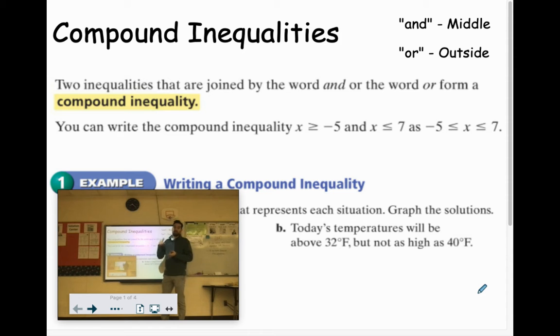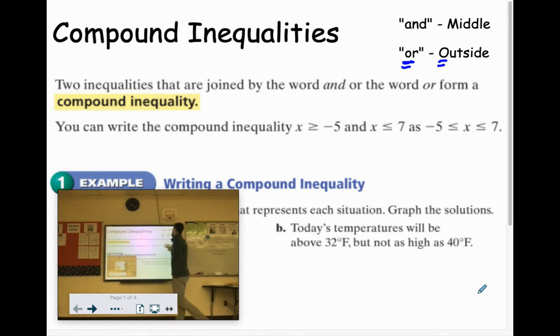Now, you're going to have "and" and "or" type compound inequalities. With "and," you won't even see the word "and." I'll show you what that looks like in a second. But those are the ones where you're going to shade in the middle between the points. And then with "or," you shade towards the outsides. So you usually will see the word "or." The way I remember that is they both start with "or": "or" is outside, and "and" is middle.